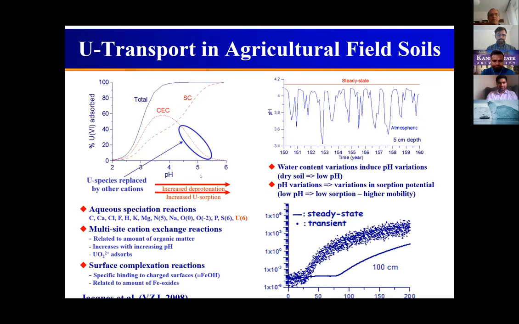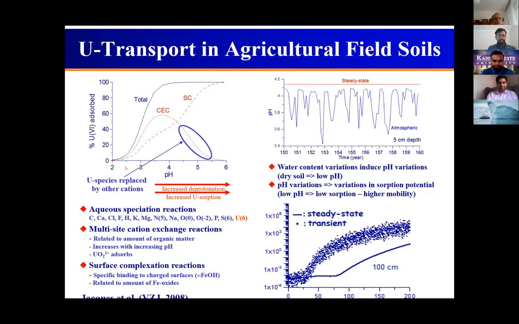Okay, another example is this. This is a really complex example where we simulated the uranium transport in agricultural fields. Uranium is naturally present in many mineral fertilizers, and so you can simulate what will happen with the uranium in that system. In this case, we simulated 200 years of applications of mineral fertilizers and wanted to account for transient conditions in the system, for changing pH and so on.